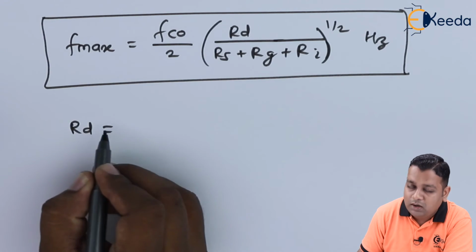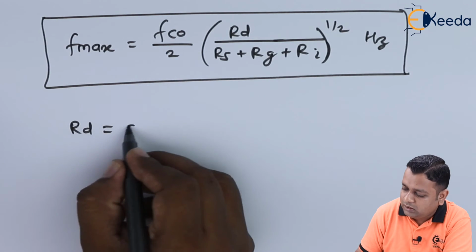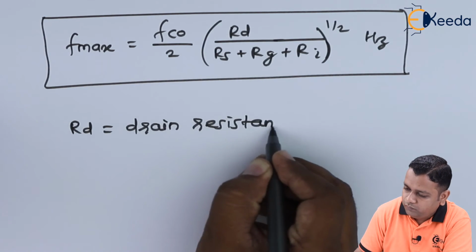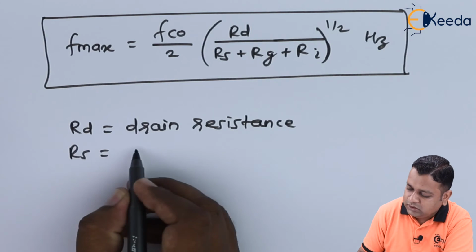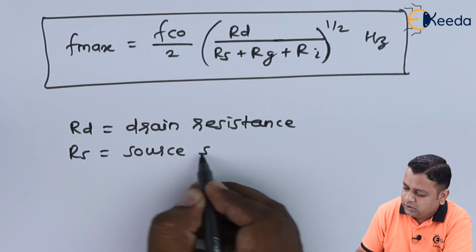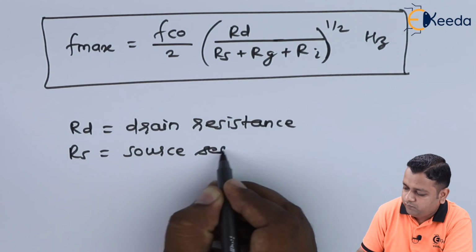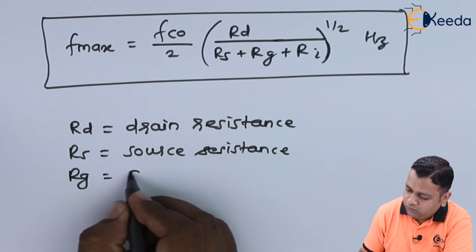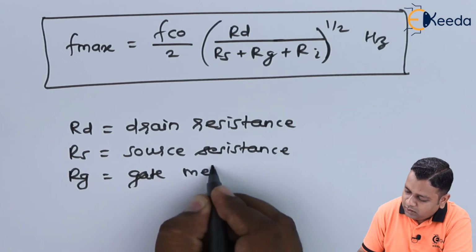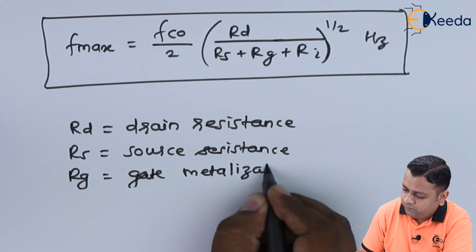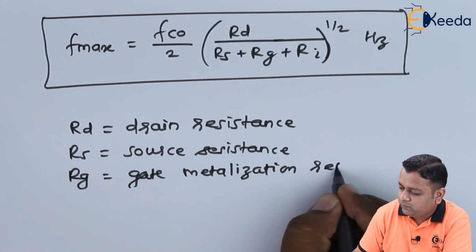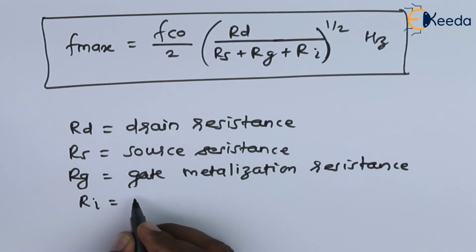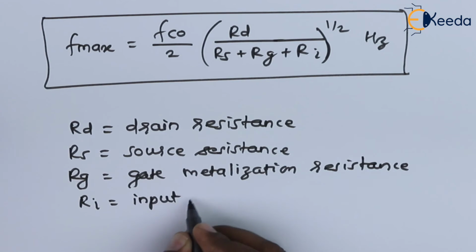The meanings of R_D and the rest of the resistances I mention again. R_D is the drain resistance, R_S is the source resistance, R_G is the gate metallization resistance, and R_i is the input resistance.